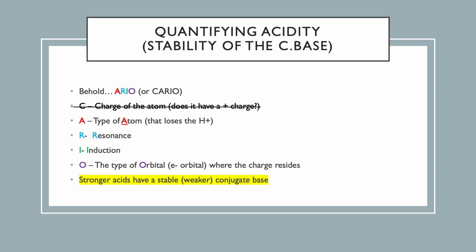Introducing ARIO. ARIO is an acronym standing for atom, resonance, induction, and orbital. They are the basic guideline to use when we compare the conjugate bases for their stability.